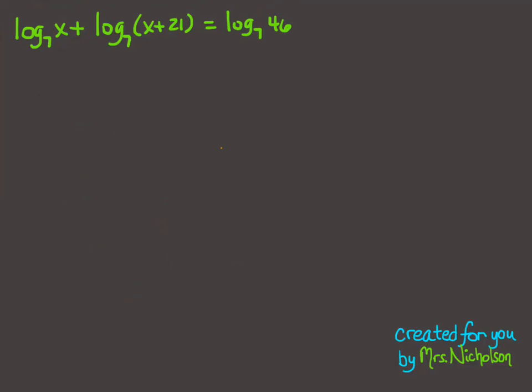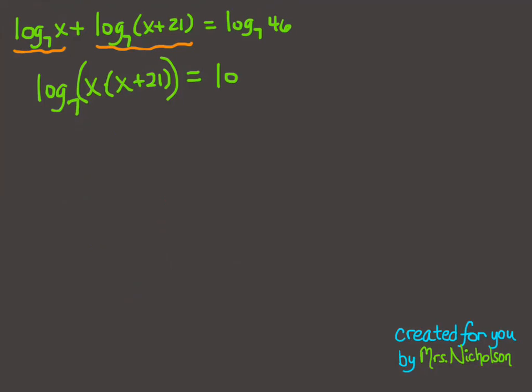In this example, I've got to use my log properties before I can start solving the equation, because I've got these two log expressions over here, and I need to combine them together into one expression. It's kind of like combining like terms, which you learned how to do in Algebra 1. Now I've got two logs that are being added together, and hopefully we remember that that means that we're going to apply the product property, and so I can rewrite this as the log base 7 of x times x plus 21.